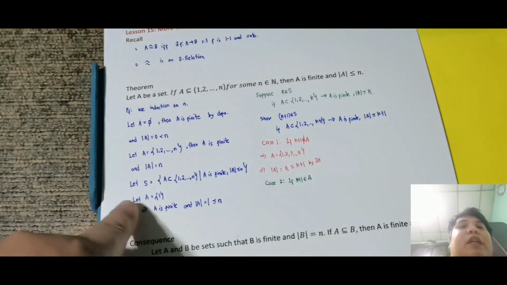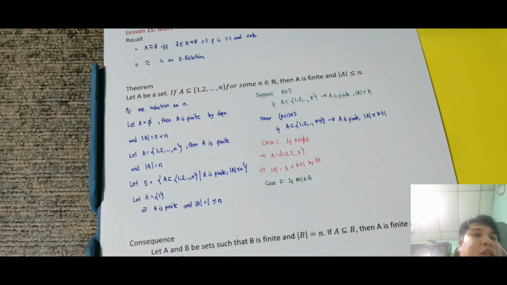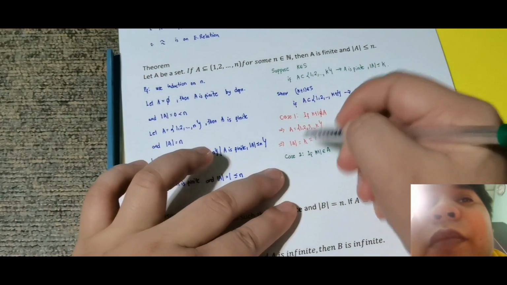Si A is non-empty proper subset ni S na 1, 2, 3, dot, dot, dot, up to n. So random yan. Hindi lang basta sunod-sunod na 1, 2, 3, up to n yan. Okay, baka pwedeng 2, 5, 7 something, then k plus 1. Ayun ibig sabihin. So ngayon, kung si k plus 1 element of A, paano ko siya i-represent in terms of set? So, I think ganito siya mare-represent.